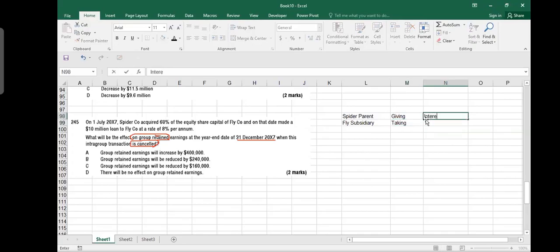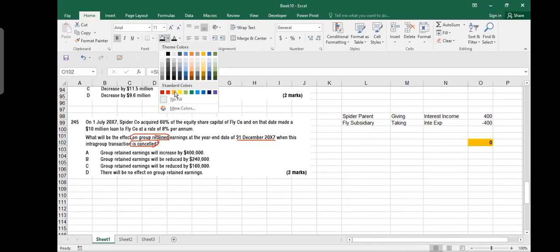And here it is interest income for him, and here it is interest expense for him. How much is that? It is 10 million multiplied by 8%, and multiplied by 6 divided by 12, because it is for 6 months, 1st July to 31st December. So in Spider's individual financial statement, there is 400,000 of interest income. And this interest has been paid by the subsidiary. In Fly, there will be 400,000 of interest expense. These two will cancel out each other, and you would say that there is no effect.